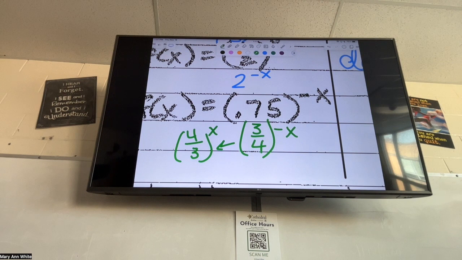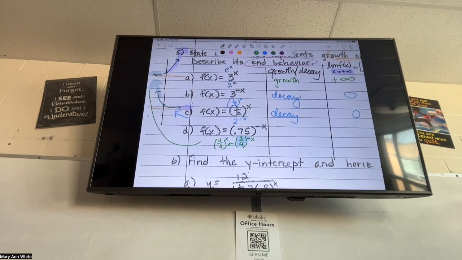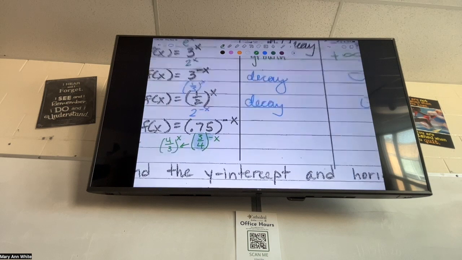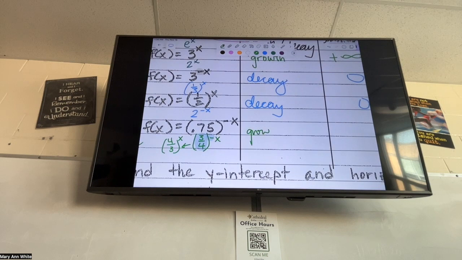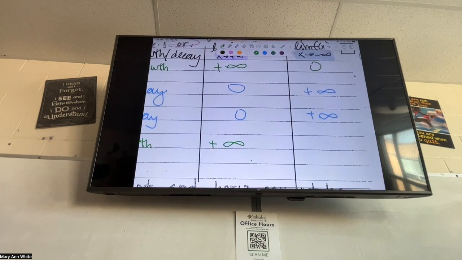You can also think about it like the fraction makes it flip across the y-axis, and then the negative makes it flip again across the y-axis. So we're just back at the beginning. This is an example of a growth one. So this is like that very first one that we looked at. It's like A. So it is growth. And it has the same end behavior, positive infinity as x approaches positive infinity, and 0 as x approaches negative infinity.